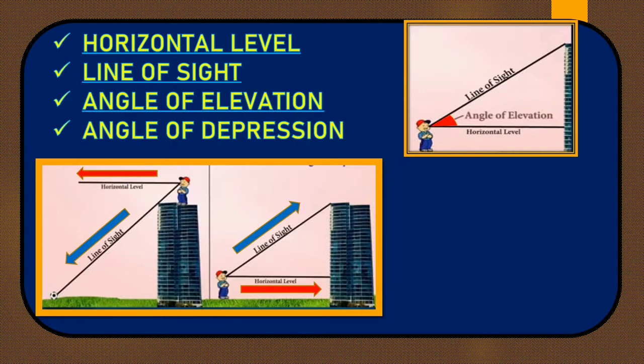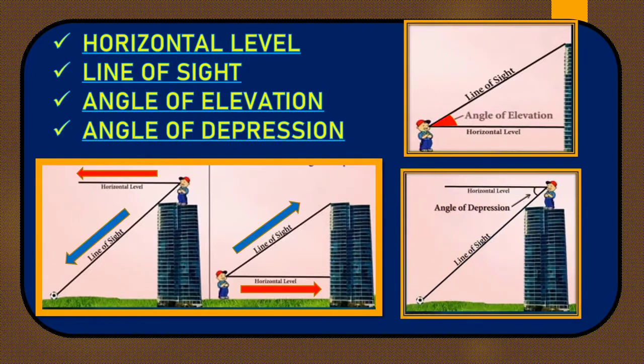The last one, angle of depression. When we look down or lower our head, the angle formed by the line of sight with the horizontal level is called angle of depression. So remember all these key points. It will help you a lot while solving problems.